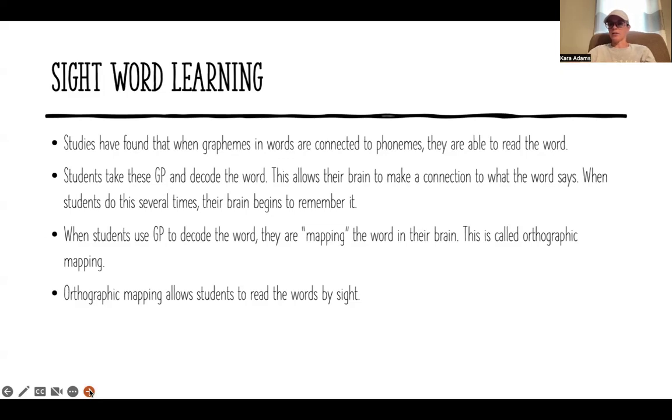When they are using the grapheme phonemes to decode, they're mapping it in their brains. This is called orthographic mapping, allowing their brains to really see the patterns in the words, and this is helping them to remember the sight words.